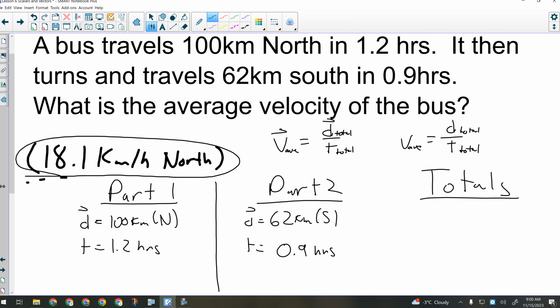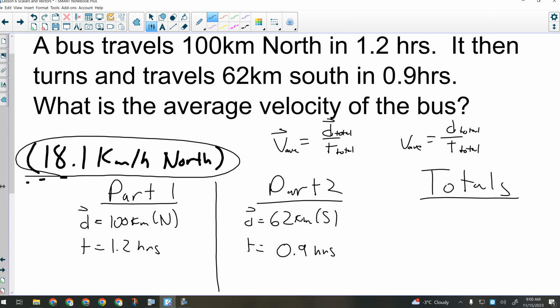On like a test, would you ever ask that entire question and then say at the bottom, instead of saying what is the average velocity of the bus, what is the average velocity of the bus when it was traveling north? No, a question like this, no, I wouldn't make it like that, because then why would I give you all that extra information?